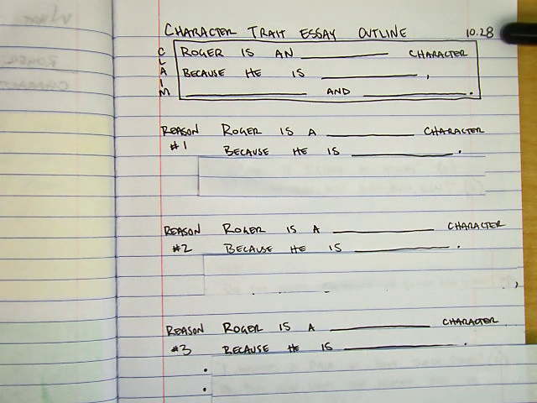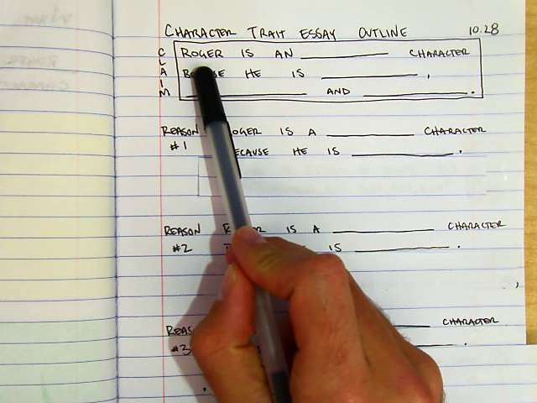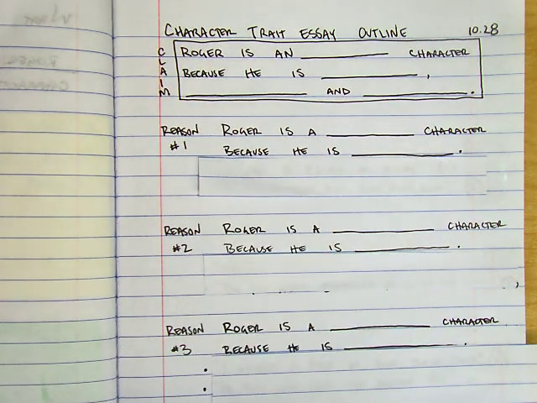I also want you to go ahead and put the date on. I am creating this video on 10/28, but you should write whatever date you are actually creating your outline on. The first thing that we need to do is come up with a claim. So for my purposes today, I'm going to be using the character Roger from the story Thank You Ma'am.